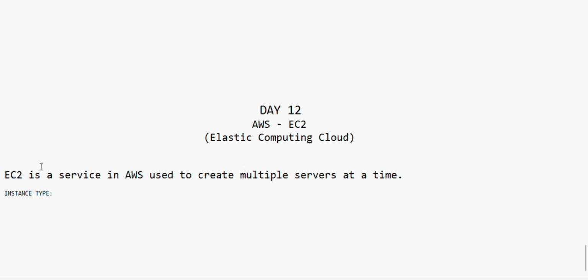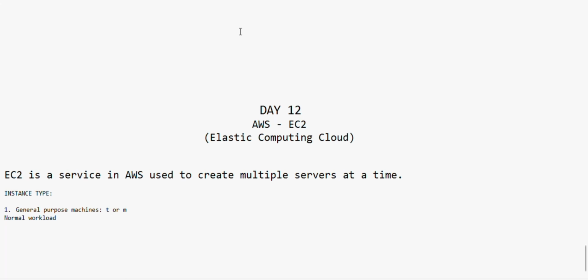The first type is general purpose machines. General purpose machines start with the T series or M series, for example T2, T3 or M2, M3 similarly. This kind of machine is used for normal workloads. For general purpose, you can use this machine, for example for web servers, Apache, like that.